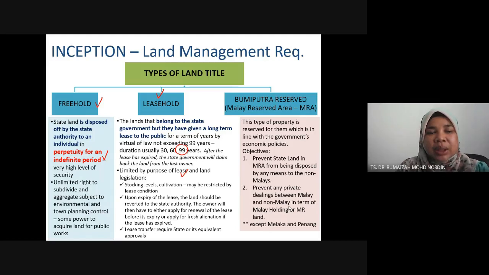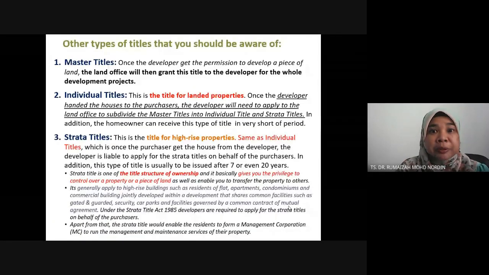Alright. Okay, other than you need to know about the freehold, leasehold, condition, agriculture, building and industry, you must also know the different types of titles, geran. Alright, so we have master title. Namanya pun master, so this particular title only be given to the developer.